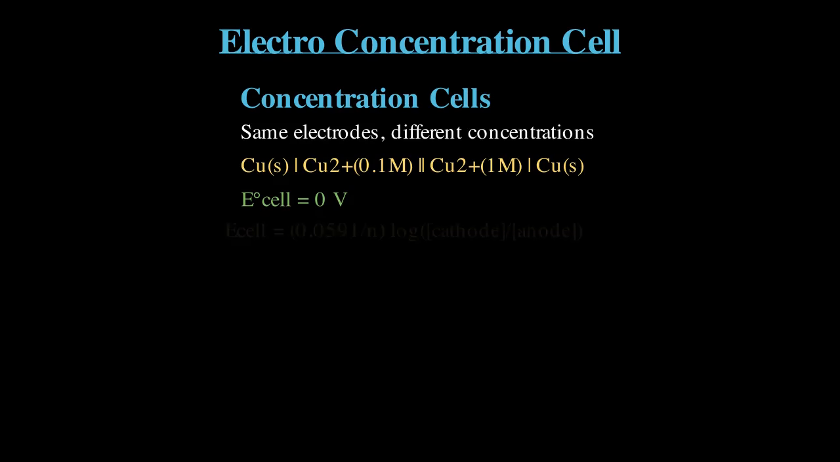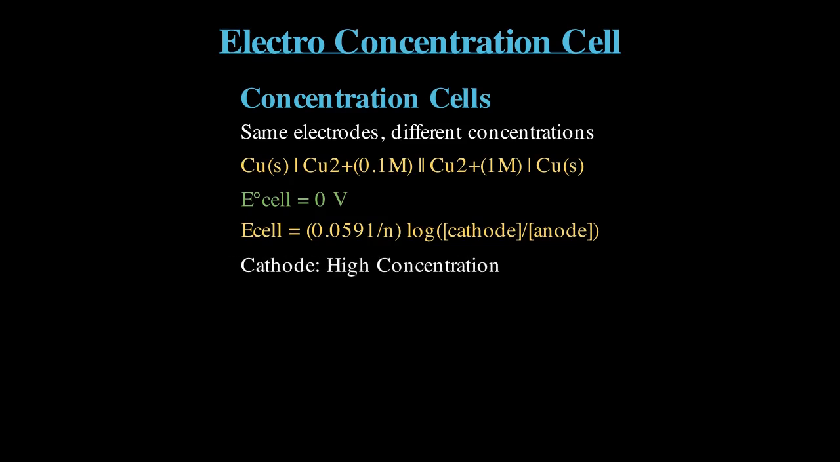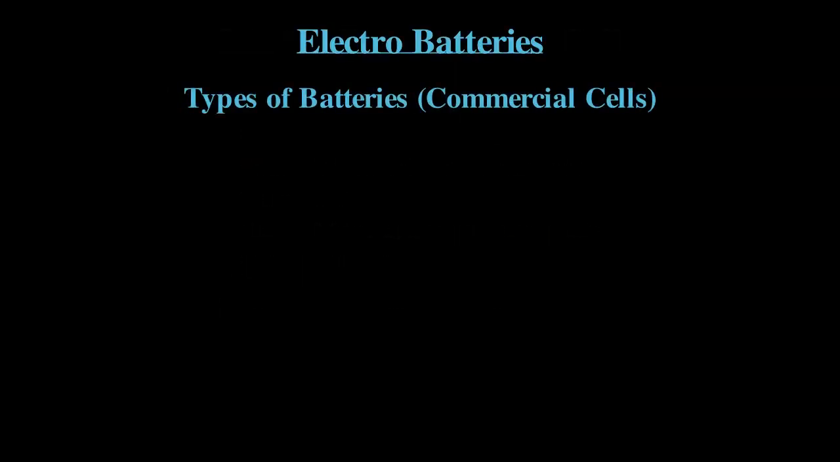We calculate it with the Nernst equation, E cell equals 0.0591 divided by N times log of the cathode concentration over the anode concentration. The more concentrated side is the cathode. The cell operates until concentrations become equal. Batteries are practical galvanic cells we use daily. They are classified into two types.